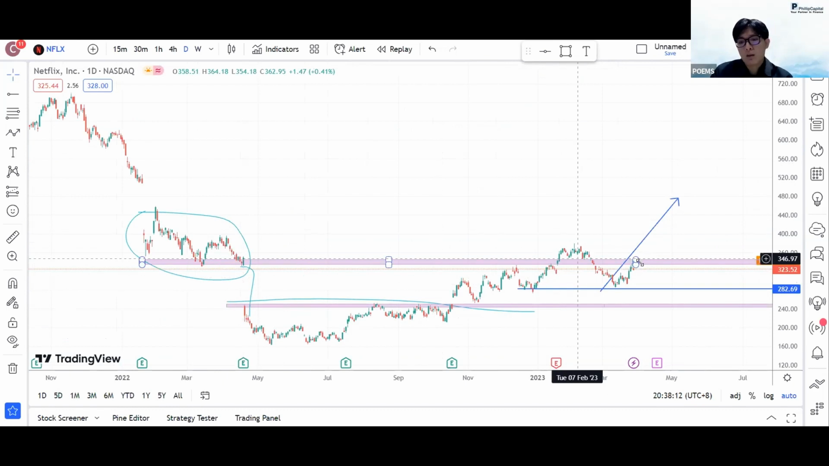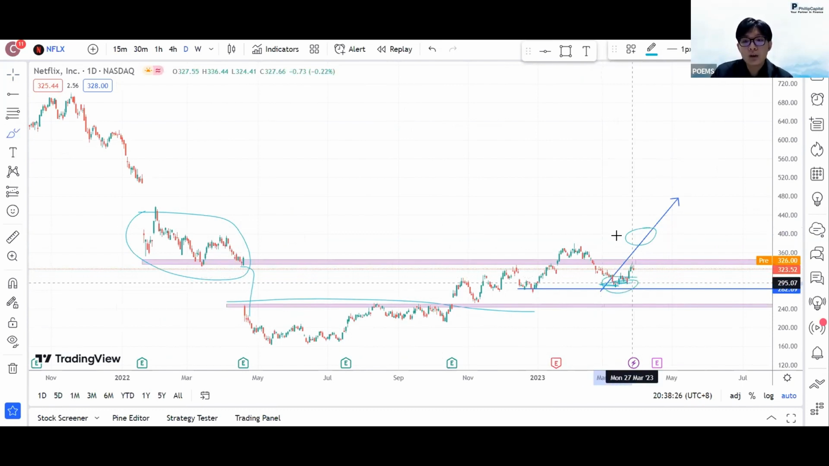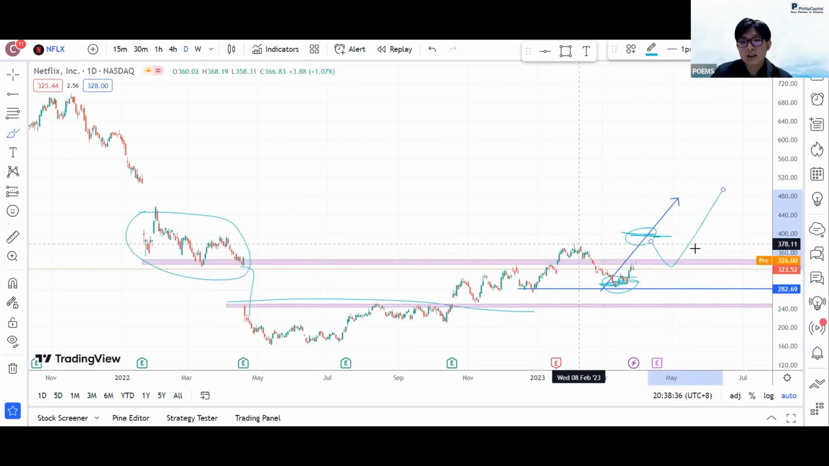Okay, so as long as this 290, 280 level continues to hold, we would love to see a higher high being formed here, because we can generally just take this low as a higher low already. Okay, so once you see a higher high being formed, basically the price will just run off the level. It's either back at 340 once they break it, or at 380.